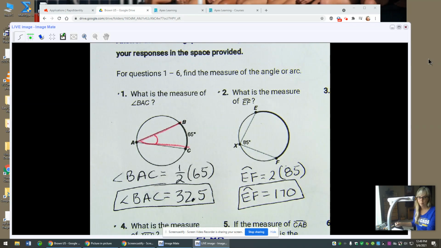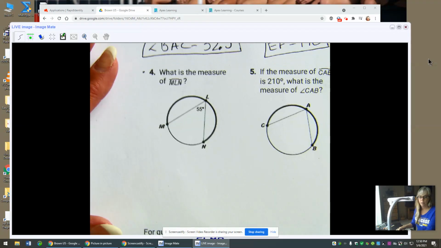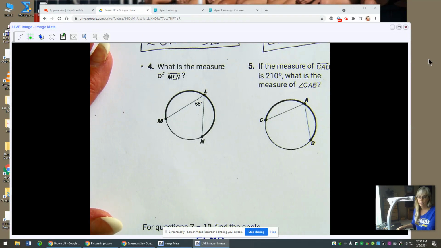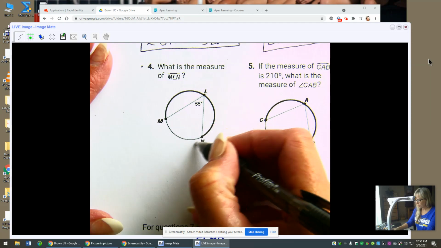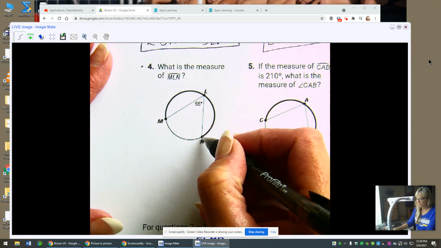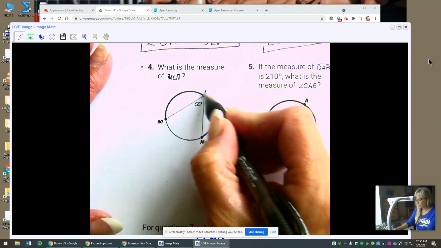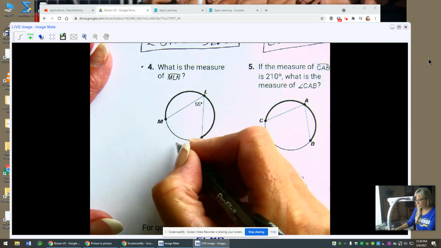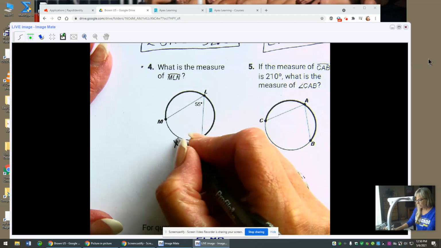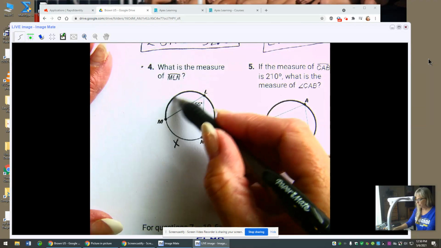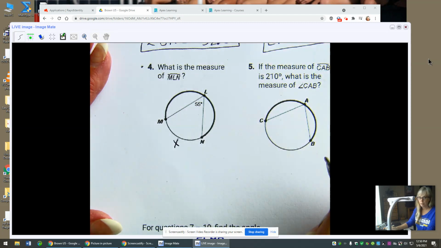All right. I'm going to let you do 3, but let's do 4, and then I will let you do the rest of that page for practice. It says, be careful because 4, 5, and 6, we just learned how to find this arc right here, but that's not the arc they're asking us for. They're asking us for MLN, this major arc. So we're going to find this arc, I'll call it X for a minute, and then we'll use that information to find the major arc that they really want us to find.